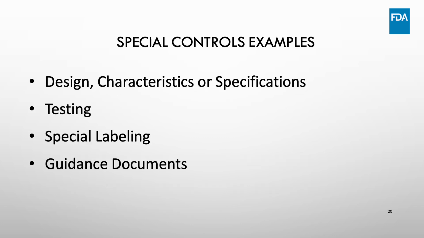Special controls can be anything involved with the device type. Some common examples of special controls include device design, characteristics or specifications, device testing, special labeling, or an applicable guidance document.